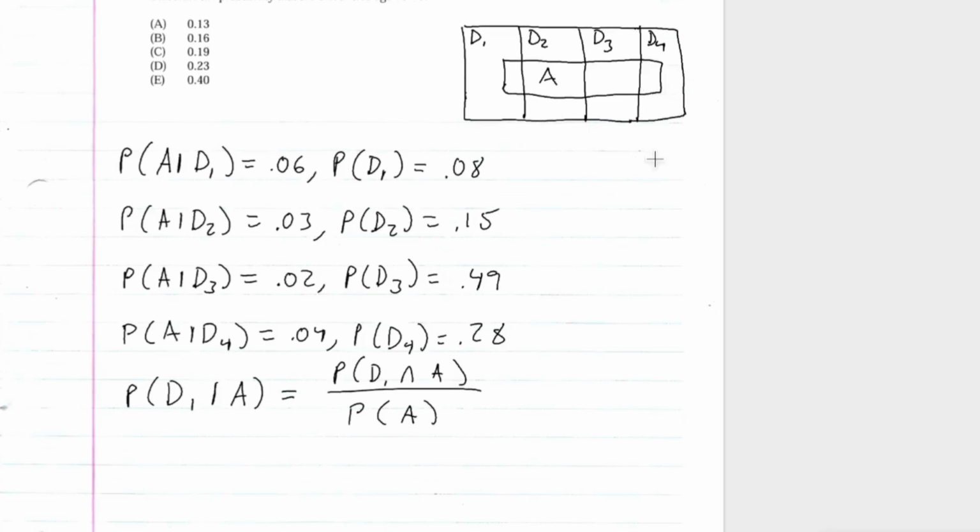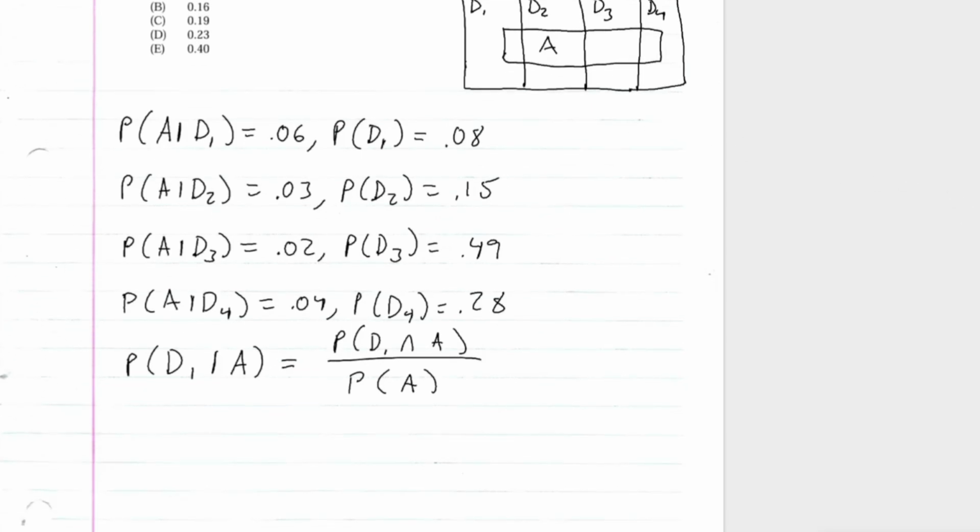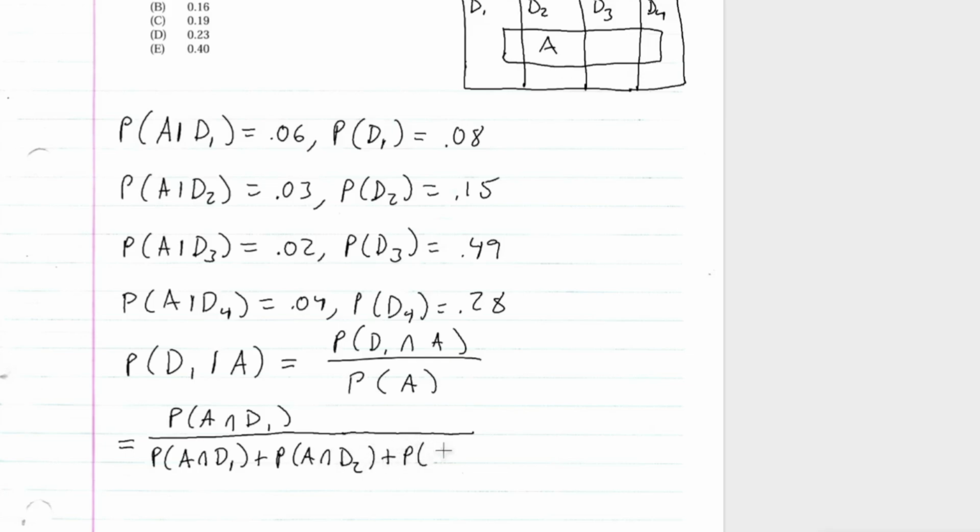So you can actually rewrite this. So let me scoot down a little bit. First, I'm going to move this around here. So this is the probability of A intersection D1. And for the probability of A, you can rewrite this as the probability of A intersection D1 plus the probability of A intersection D2 plus the probability of A intersection D3 plus the probability of A intersection D4, right? Because A is all of this.